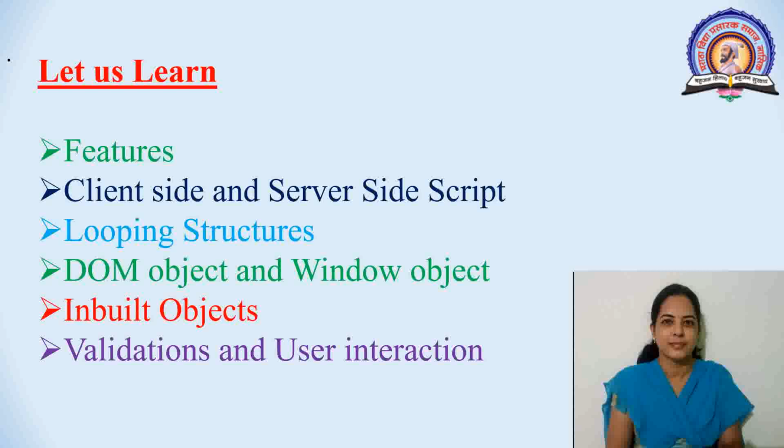Inbuilt objects. There are different inbuilt objects, so we are going to study these objects. And the last one is validations and user interaction, which means how we can validate different types of data which we accept from the user and how we can respond to the user, that is the user interaction using JavaScript.